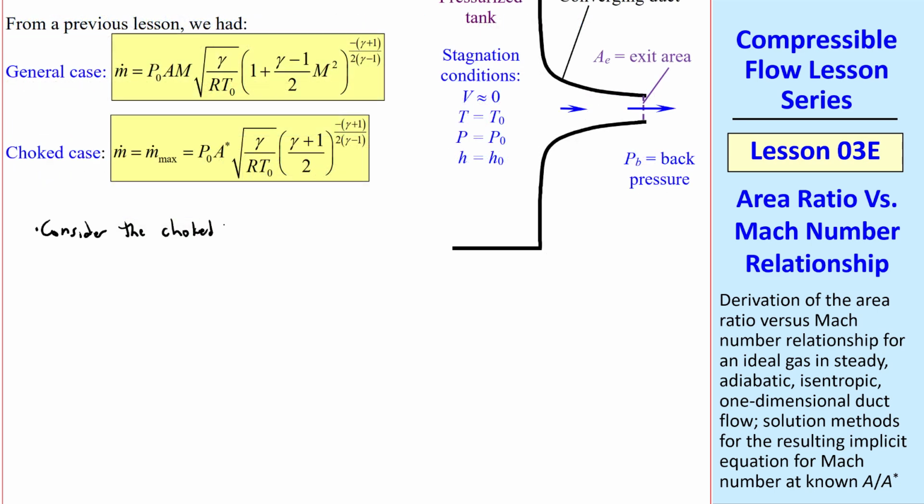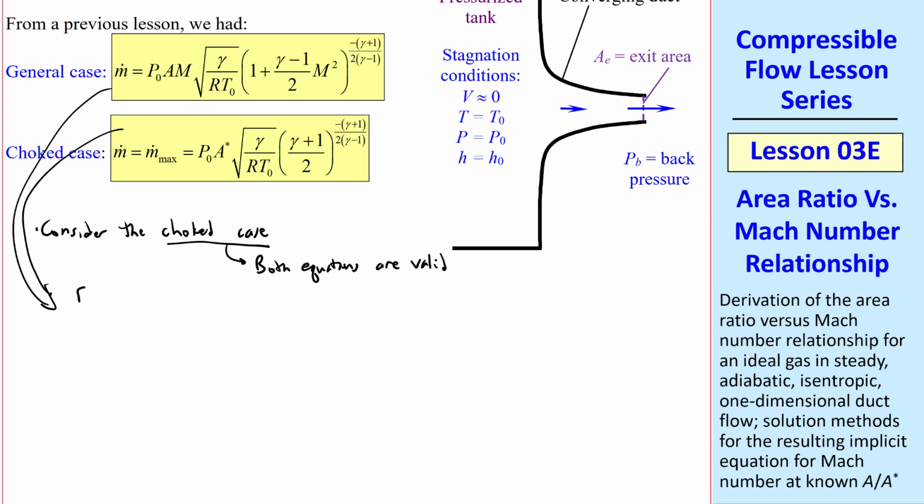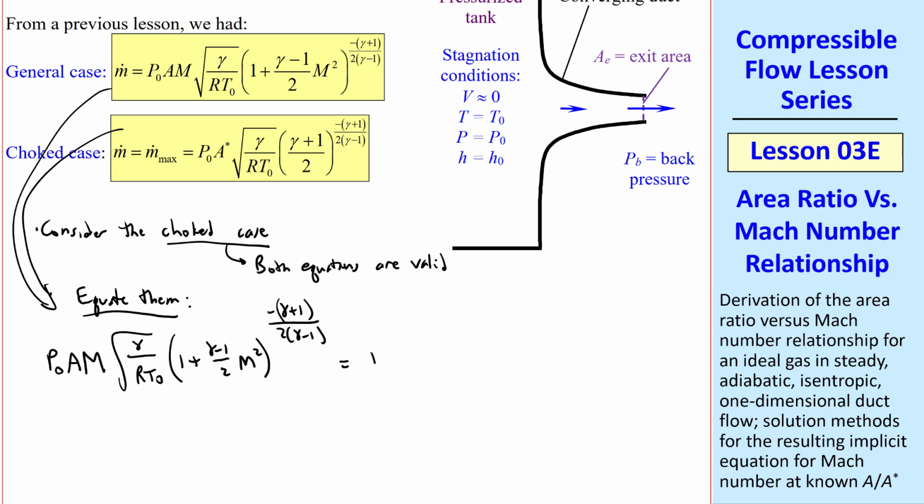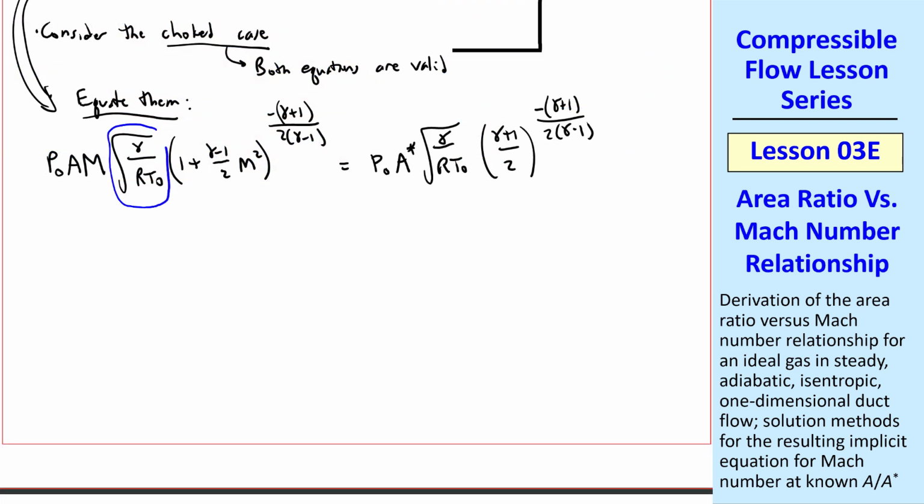Let's consider the choked case. Both of these equations are valid, so let's just equate them. And these equations apply anywhere in the duct, in other words, at any area. When we equate them, we get one big equation. This is the first equation, and we set that equal to the second equation, as shown. This term on the left and this term on the right are the same, so those can cancel. Likewise, P0 appears on both sides of the equation and cancels.